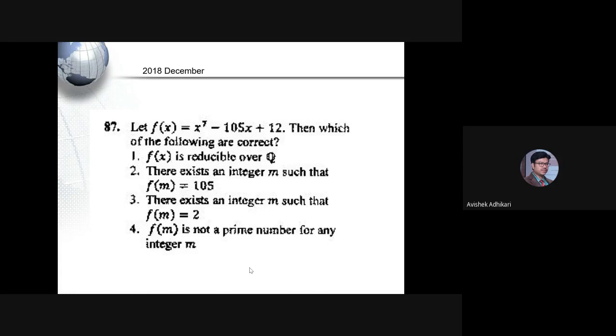Then what about 3, 4, and 1? If you are done with 3, then you are done with 4, right? For 3, suppose there exists some integer m such that this happens. Then have a look at this new polynomial, f(m) equal to 2, and then try to think.